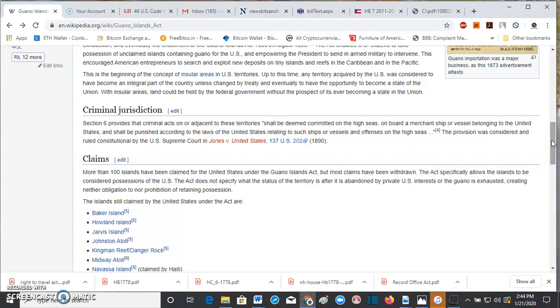Section 6 provides that criminal acts on or adjacent to territory shall be deemed committed on the high seas, right, on board a merchant ship or a vessel belonging to the United States, and shall be punished according to the law of the United States relating to such ships or vessels and offenses on the high seas. The provision was considered and ruled constitutional by the U.S. Supreme Court. So it's constitutional in the sense that anywhere they are given to occupy or administer, they have the right to claim it as a vessel belonging to them. They could claim it's their vessel, and they could do whatever they want with it, dispose of it any way they want to do with it.